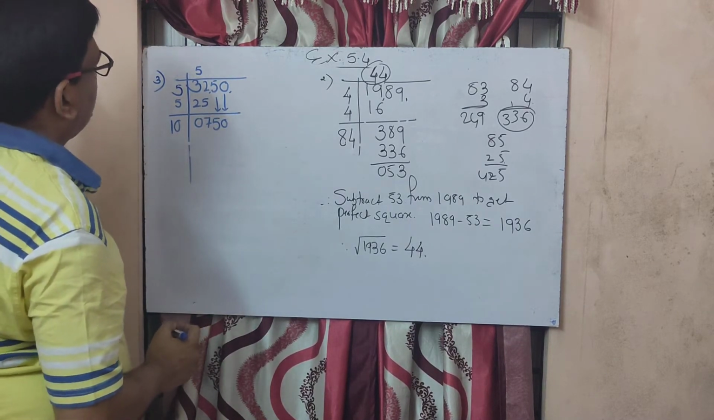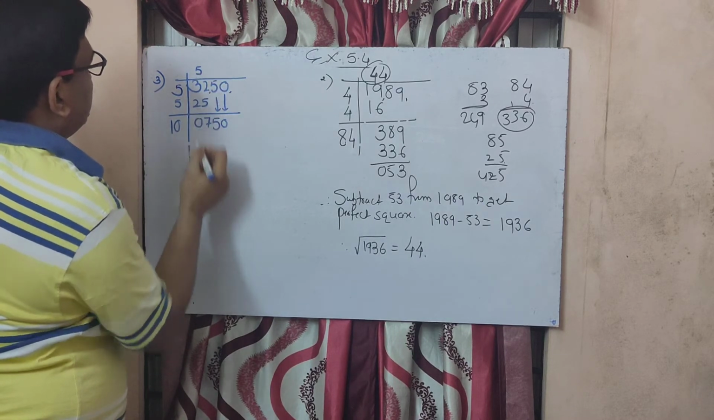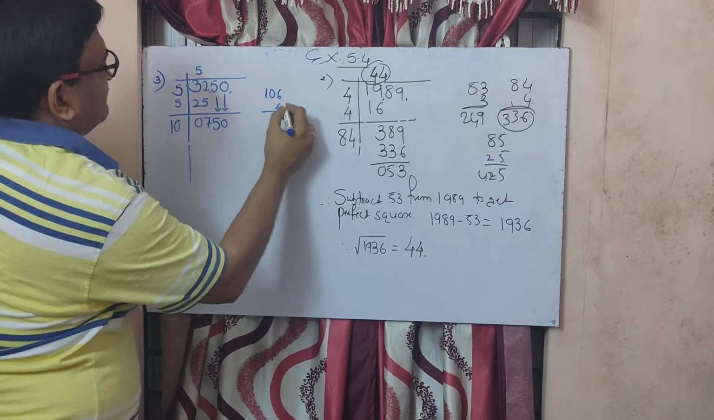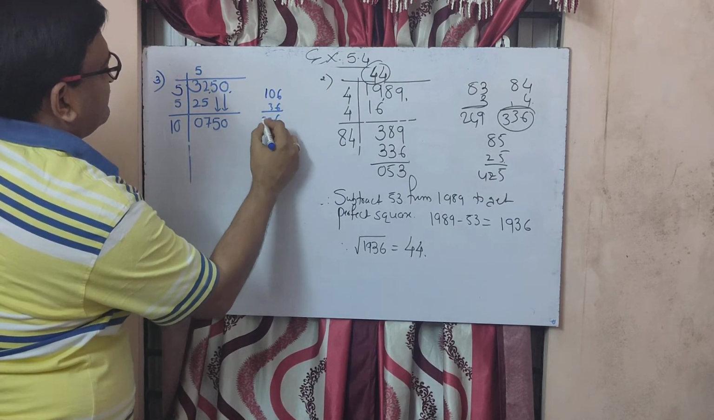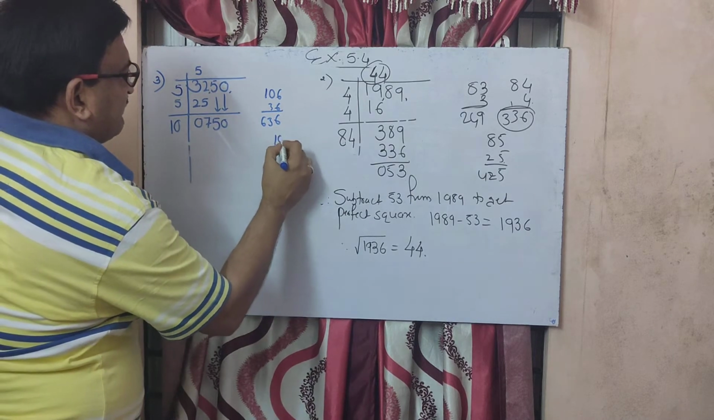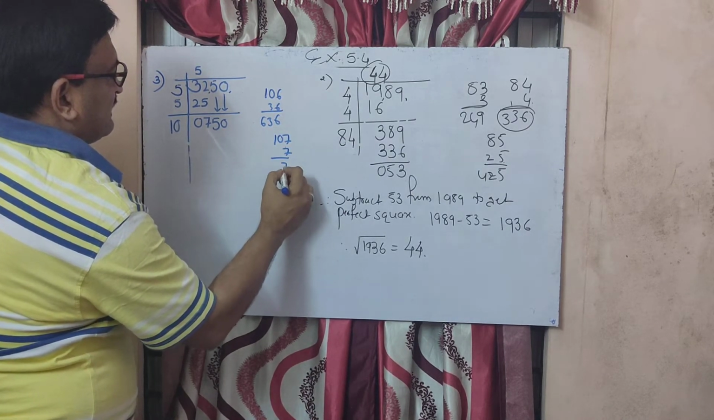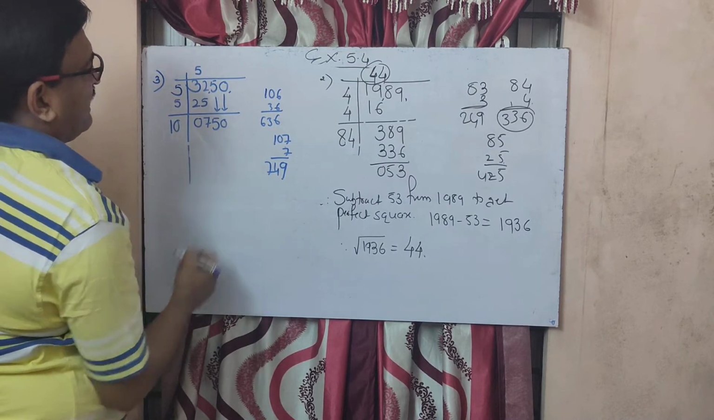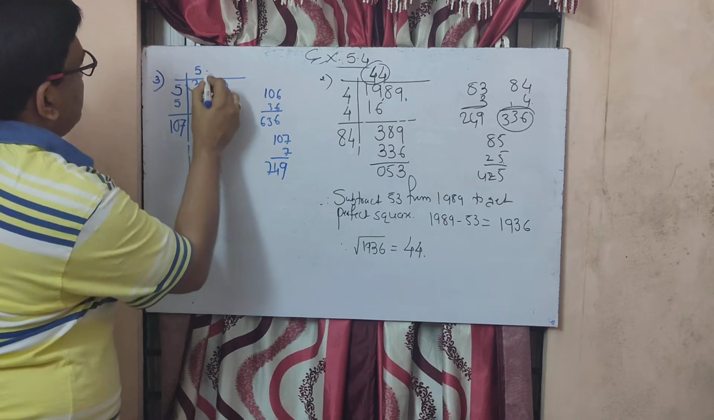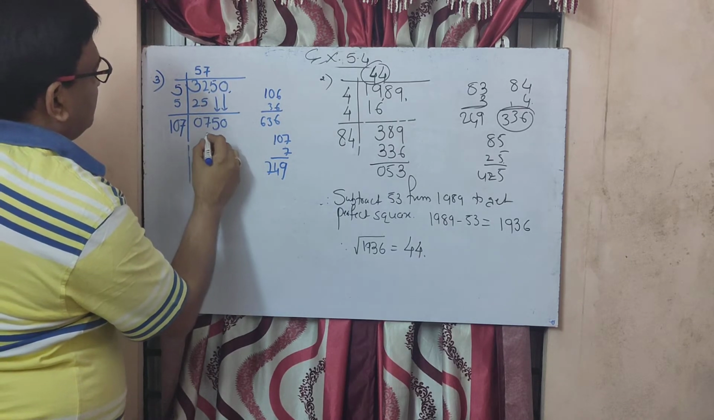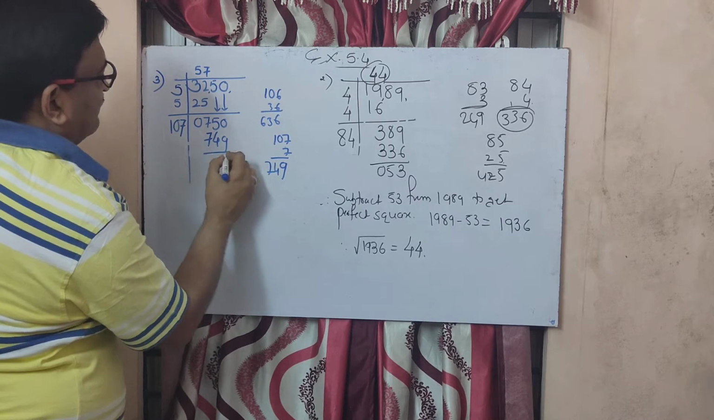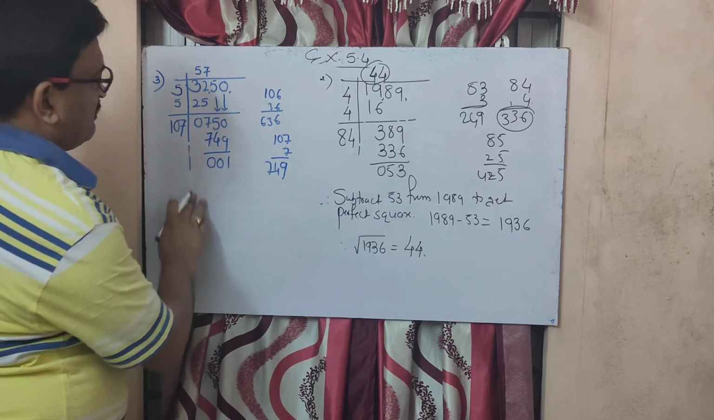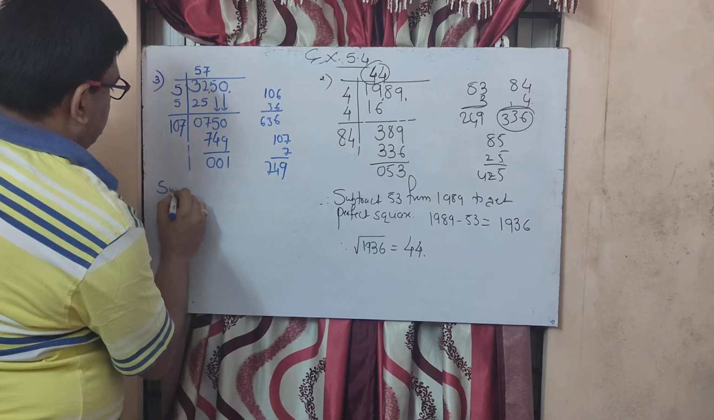Now 750. So whatever you are going to write here, you have to write here. Now already 10 is there. Take 6. 6 6s are 36. Let us take 7. 7 7s are 49. 749. So 107, here also 7. How much is it? 749. So 1 remaining. So now you have to subtract.